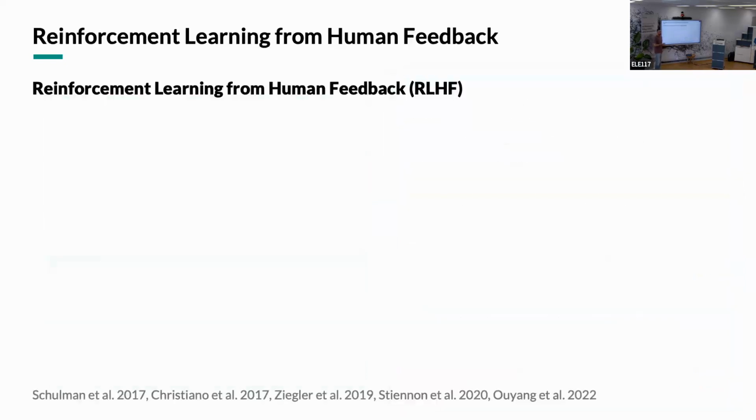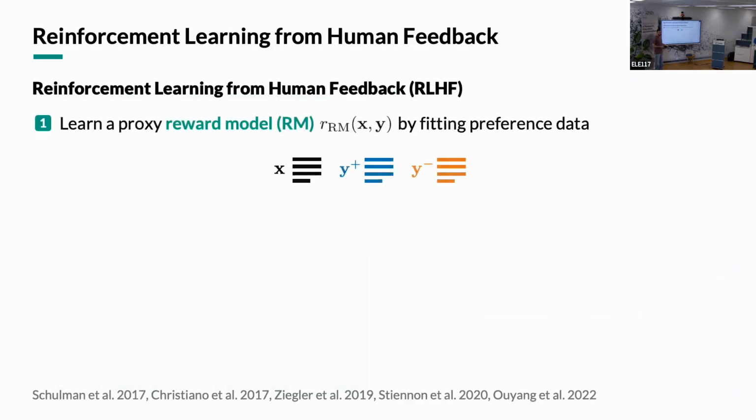So aligning language models using reinforcement learning is also called RLHF, reinforcement learning from human feedback. And it's a two-step process. In the first step, we don't have the ground truth reward, so let's learn a proxy reward model. This is a neural network that we train over the preference data to give a high reward to the preferred responses compared to the dispreferred ones. Usually it's through some binary classification type of loss.